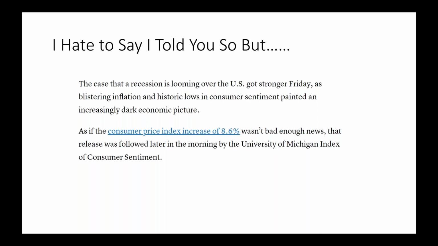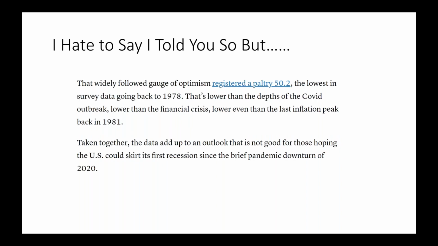As if the consumer price index increase of 8.6% wasn't bad enough news, that release was followed later in the morning by the University of Michigan Index of Consumer Sentiment. That level came in at 50.2, and that number may not mean much to you, but it is the lowest we've ever seen in that survey, going all the way back to 1978. That's the lowest level in 44 years. It's lower than at the height of the COVID outbreak, and it's even lower than the last inflation peak back in 1981.